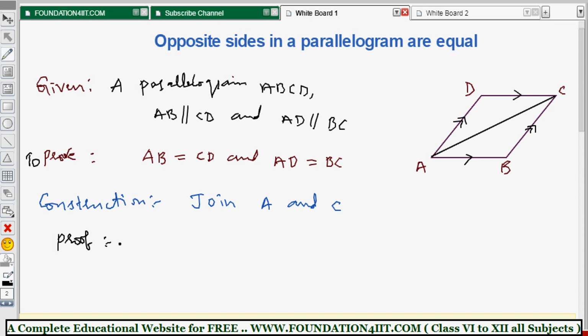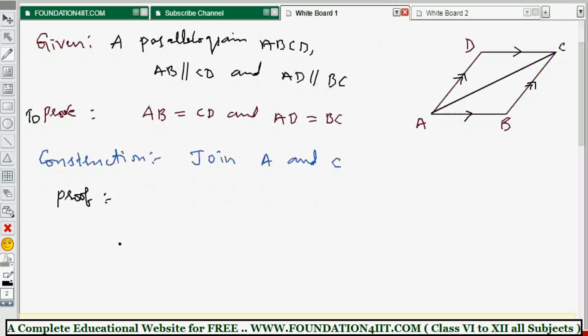So this is the start of the proof now. Opposite sides in a parallelogram are equal, we need to prove, right? So when you compare these two triangles, if I prove triangle ABC and triangle ACD are both congruent, then corresponding sides are equal. That means AB equals CD and BC equals AD. So first of all I need to prove triangle ABC and triangle ADC are congruent. Then according to CPCT, corresponding parts of congruent triangles, we can conclude that opposite sides are equal.